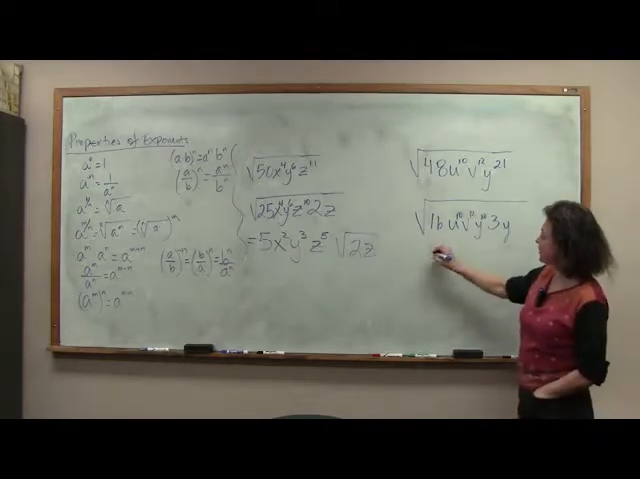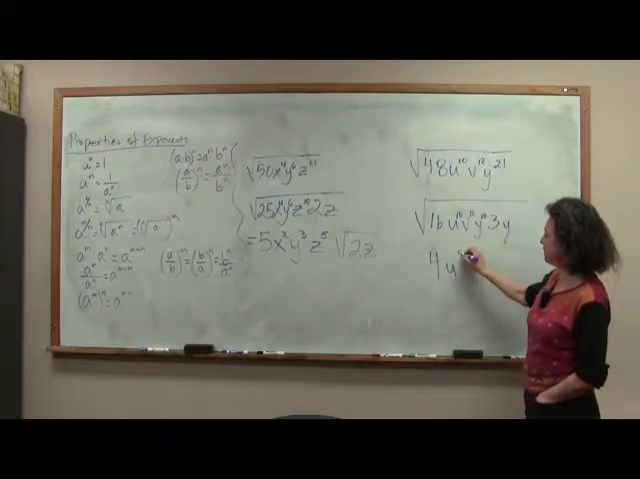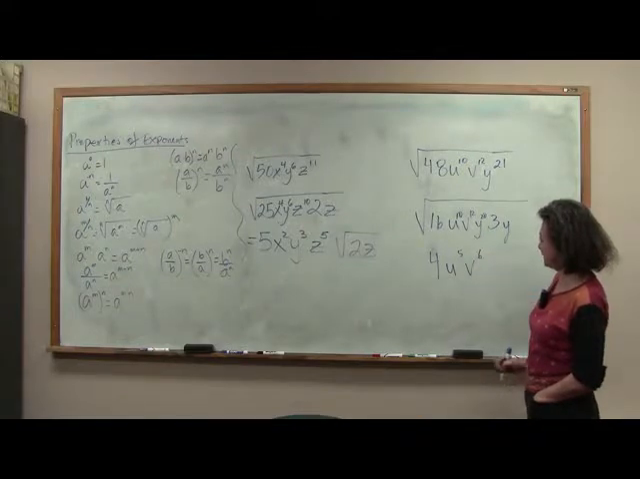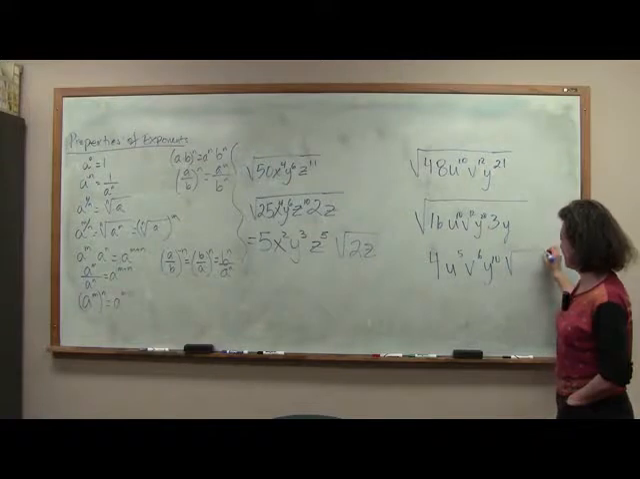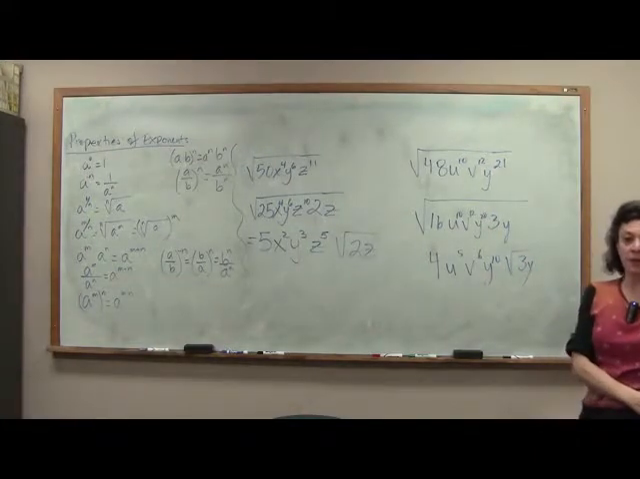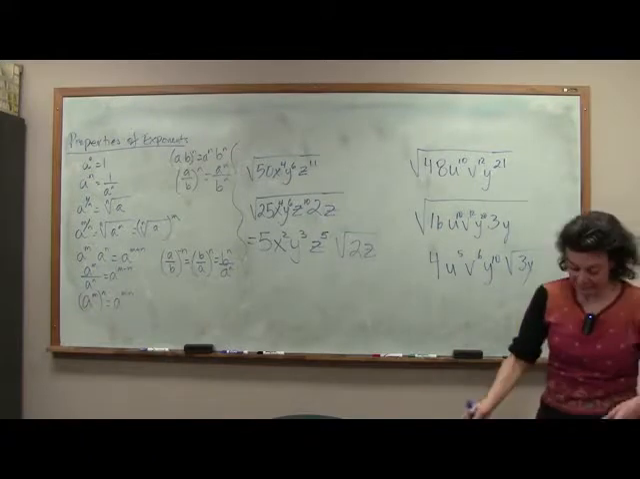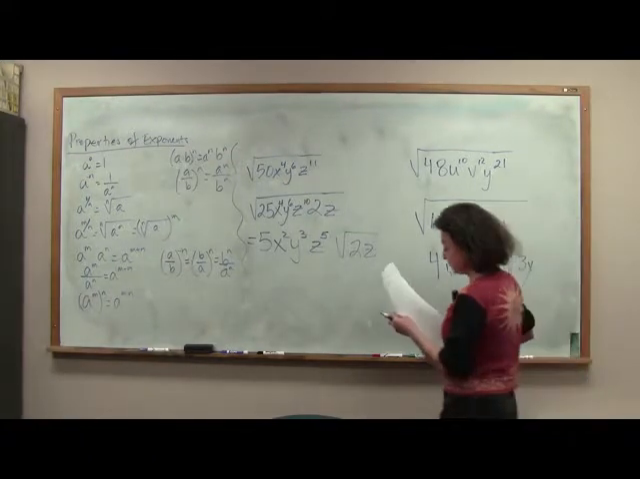Okay? Square root of 16 is 4. Square root of u to the 10th is u to the 5th. The square root of v to the 12th is v to the 6th. The square root of y to the 20th is y to the 10th. And I'm left with the square root of 3y.